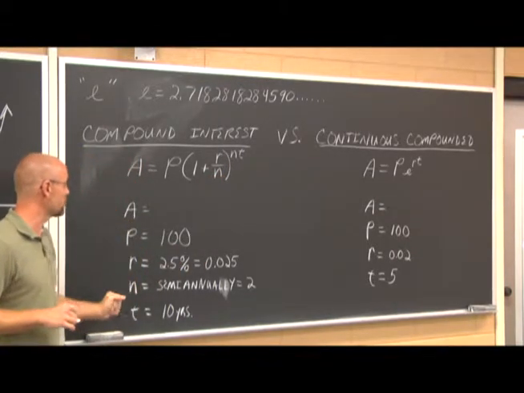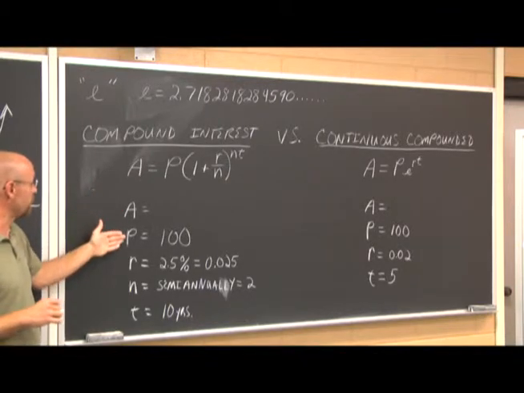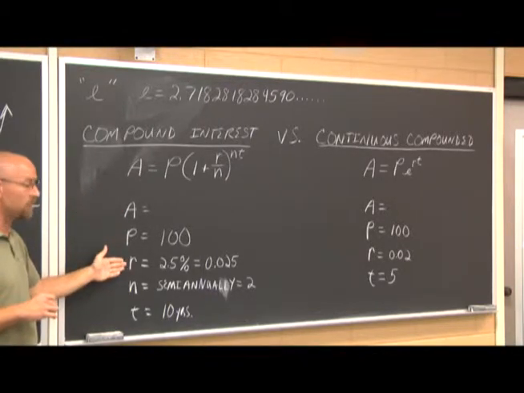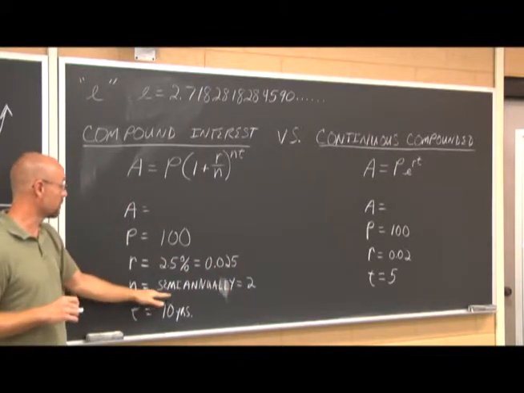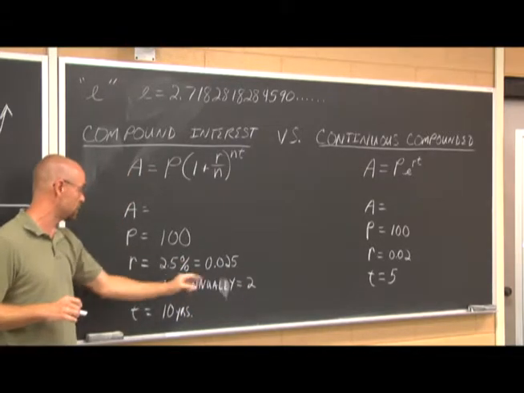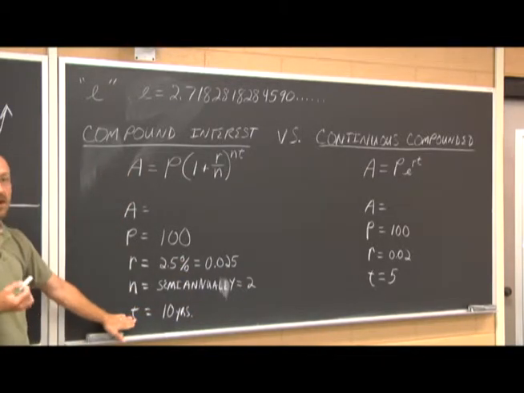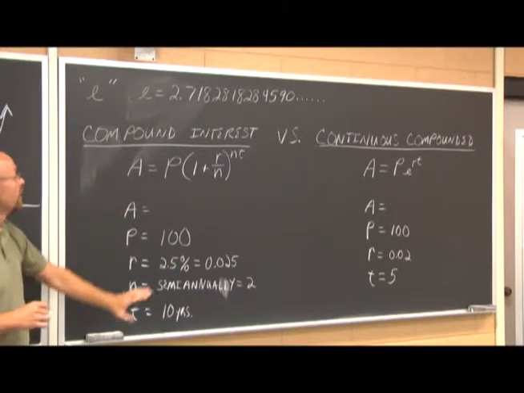So let's look at an example. We're asked to find the amount of money if we invest $100 at 2.5%. 2.5% is 0.025. It's going to be compounded semi-annually, which means twice a year, so my n is 2. We want to find out how much money we are going to have after 10 years. So we're given this information. This is the only thing we need.